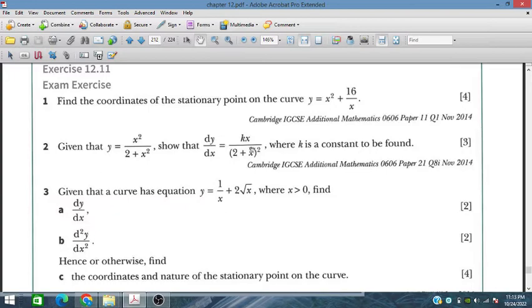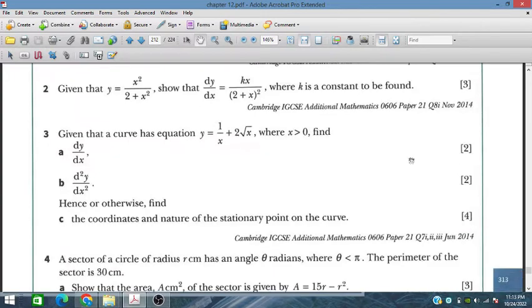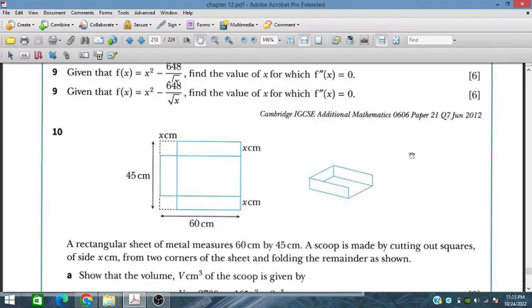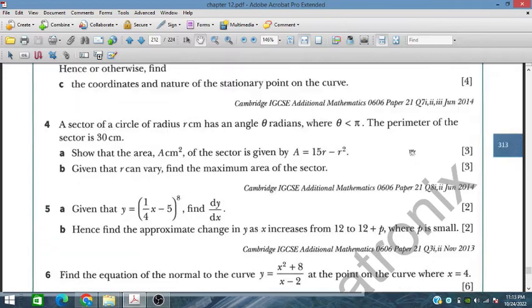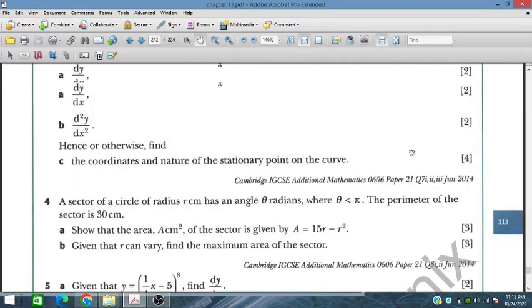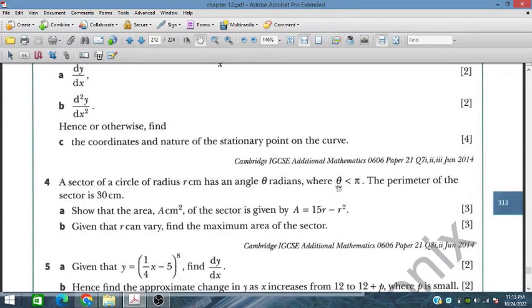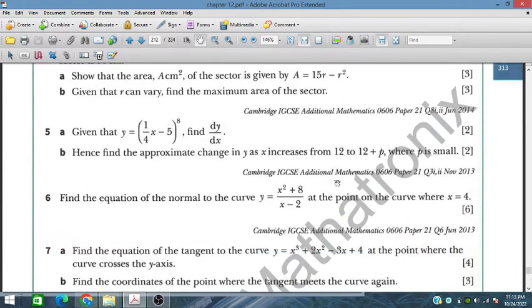Here we have a typing error: the x squared inside is missing. This is easy, the curve is this, and dy by dx is this. So let's start with problem number 5.